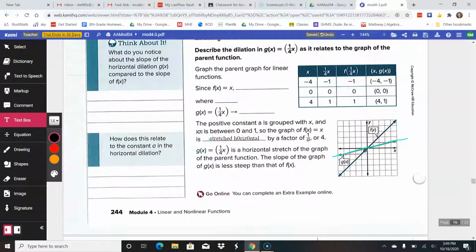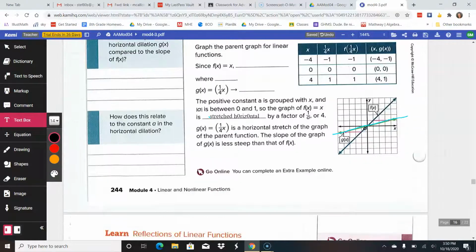I'm stretched horizontally. So it's not going to be there as quickly as maybe 10x is. 1/4 is between 0 and 1, so it's a fraction of that. Okay, so it's way less steep.